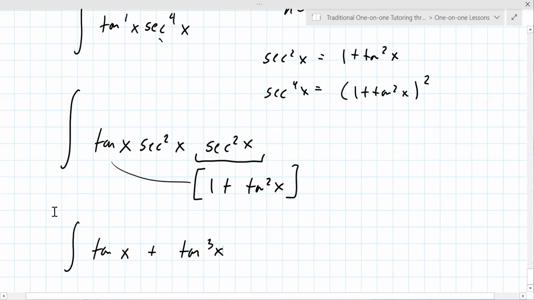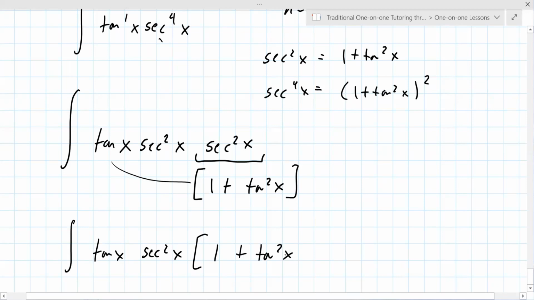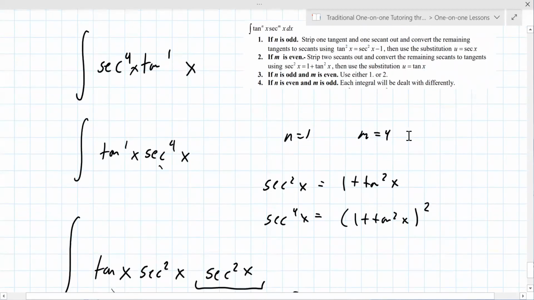Oh, yeah, no, this is right. Okay. So the integral of tangent x, secant squared x, 1 plus tangent squared x dx. And they say u must be, that's right here. It says u is tangent x.